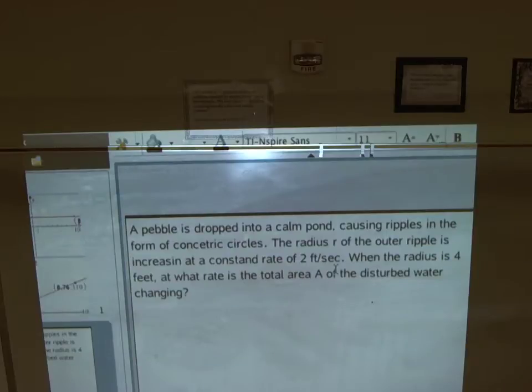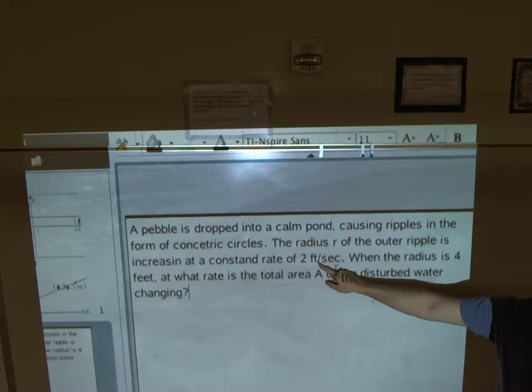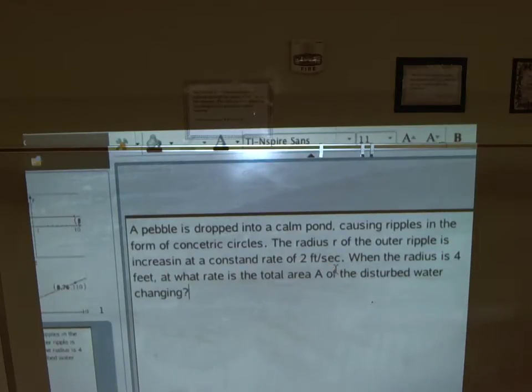Okay? So in this one, it says you drop a pebble, the radius of the outer ripple is increasing at this much. That's some kind of given piece of information. When the radius is 4 feet, so once it gets out to 4 feet, how fast is the total area changing? Okay? So there's a very specific kind of process you can go through to make these problems easier for yourself. So I'm going to just do it on this one, and then we'll say what the process is to help you. Okay?